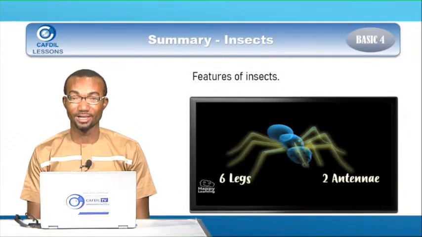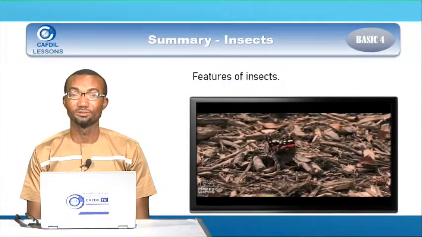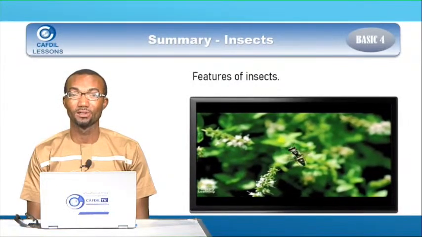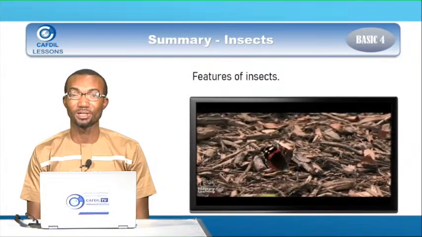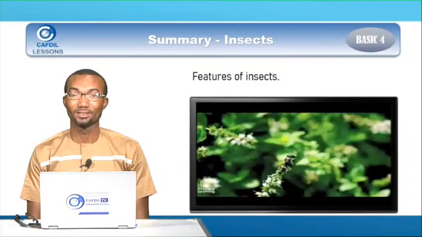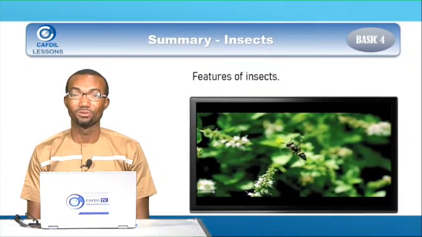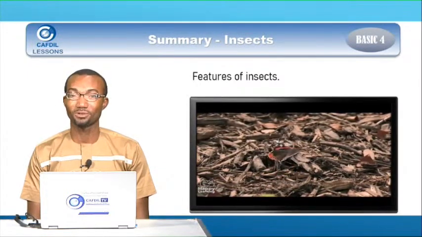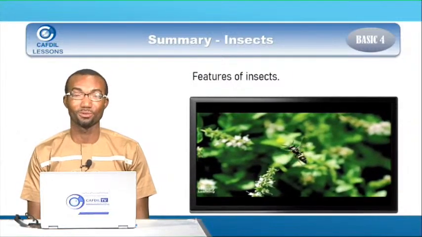They use their antennae as a sense organ to see and feel things around them. We also said they have 2 wings to fly, as you see this butterfly flying with 2 wings. We also said they have compound eyes that help them to have a larger view of objects from far.